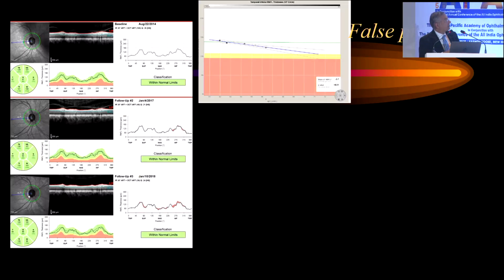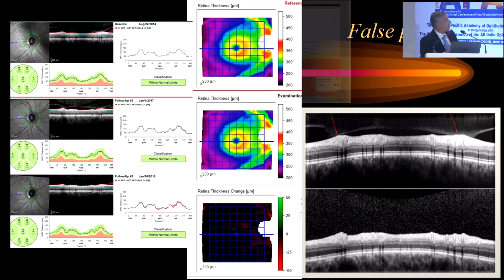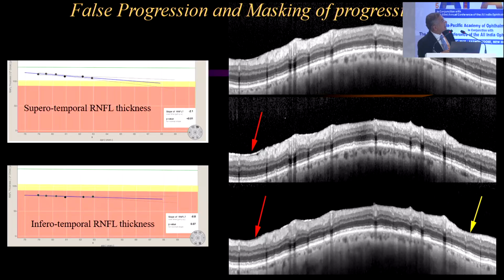This is a case of false progression. You can see how this patient is gradually losing nerve fiber layer thickness. But when you look carefully, all that has happened is a posterior vitreous separation. So the nerve fiber layer appears thinner, and therefore there is no macular change. And this is an example of false progression and masking of progression in the same eye.